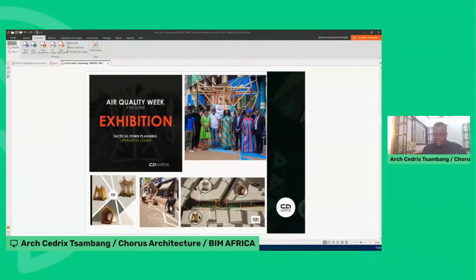So as an example of how we've used the tools, we'll be brief.